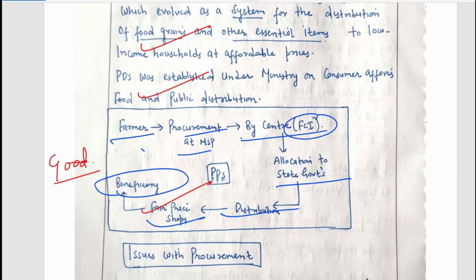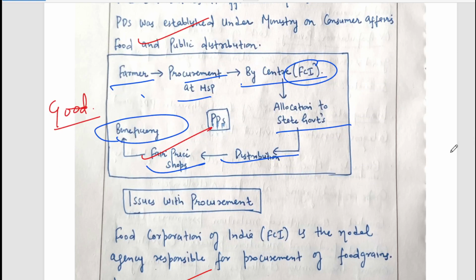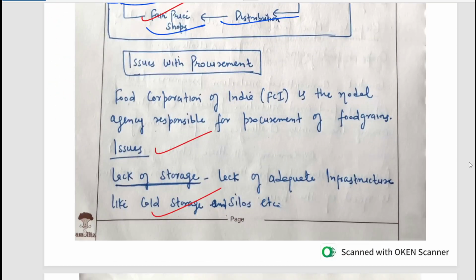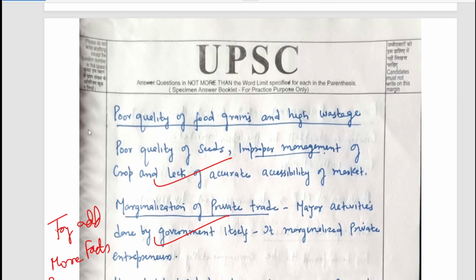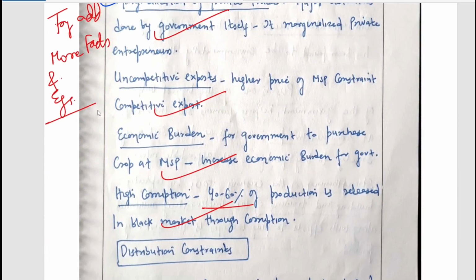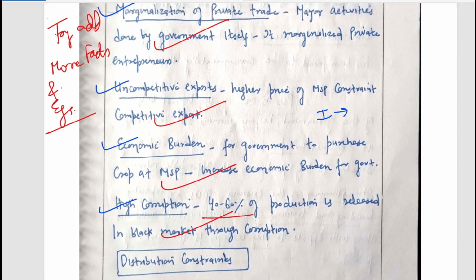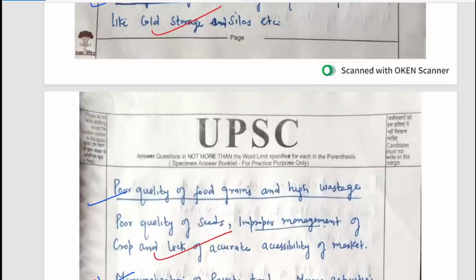So very well written diagram. So that enhances your answer. These types of things well written. Issues with procurement have been mentioned, obviously. Lack of storage is one thing, poor quality of food grains and wastage, marginalization of private trade, okay, uncompetitive market, economic burden, high corruption. Here infrastructure problems could be mentioned, that is lack of cold storages and other things. This also leads to wastage, or that could be an issue in procurement.